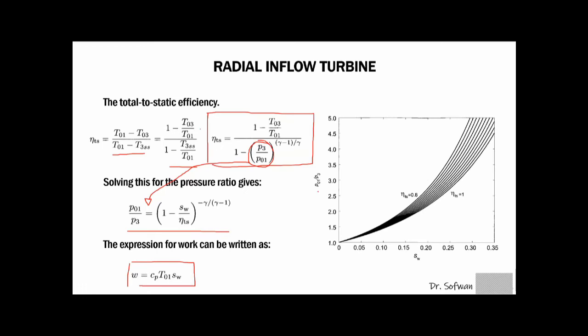So, in other words, to get more work delivered by a radial inflow turbine, we have to get a higher pressure ratio. But a higher pressure ratio always comes with a risk of damaging the turbine. We want to get as much work as possible from the turbine, but we don't want to damage it. That's the design aspect of the turbine.